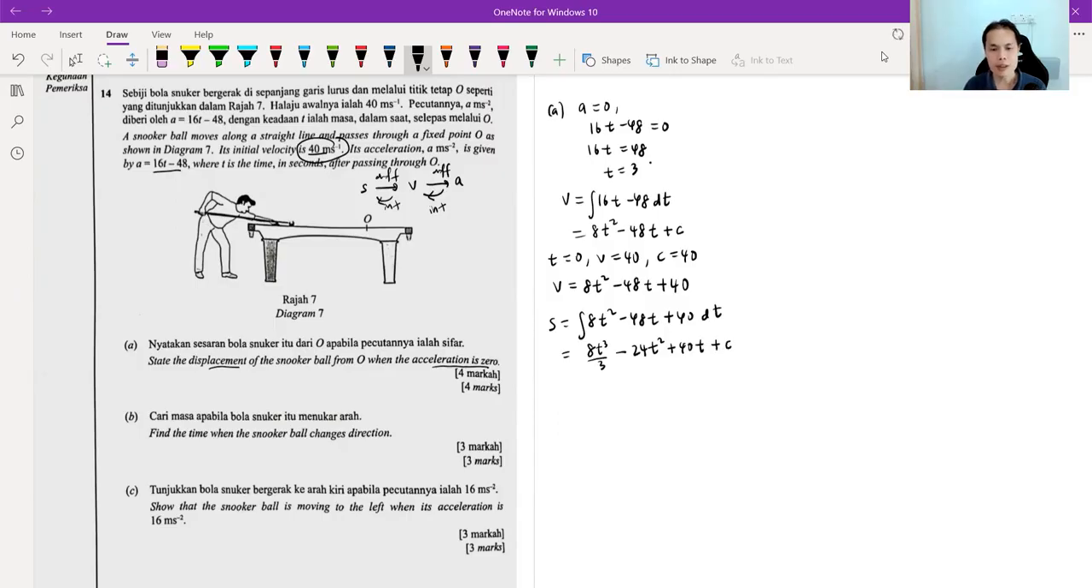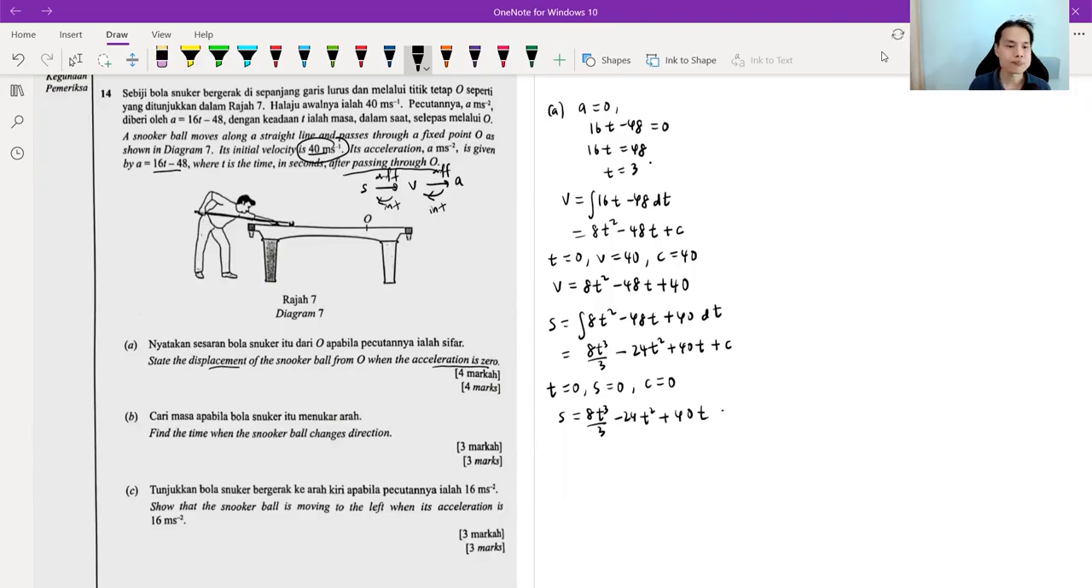Now, to find the value of c here, we sub in. We know when you start the clock, t is 0. Your s in this case is 0. Why is it 0? Because they say after passing through point O, and O is your starting point. So if I put 0 inside s, t is also 0. Therefore, my c is also 0. My displacement is therefore 8t cubed over 3 minus 24t squared plus 40t.